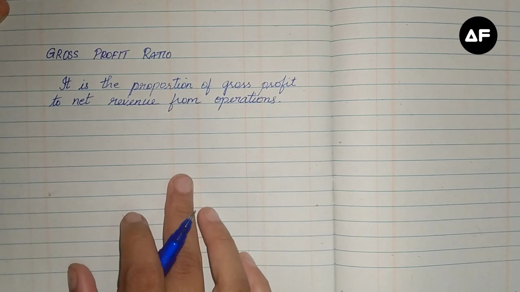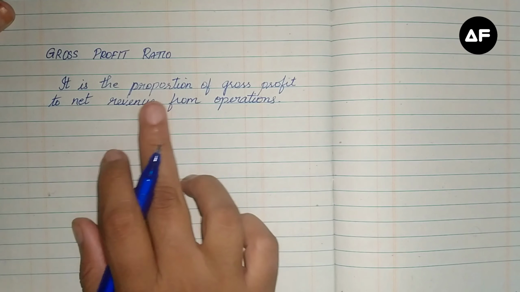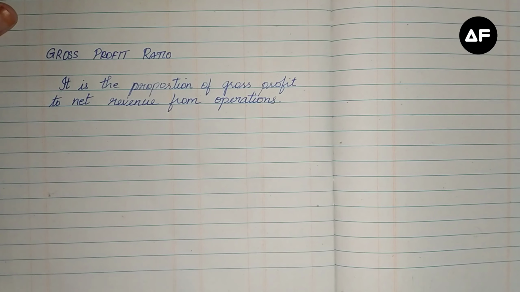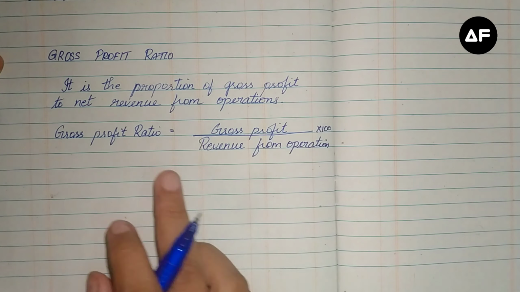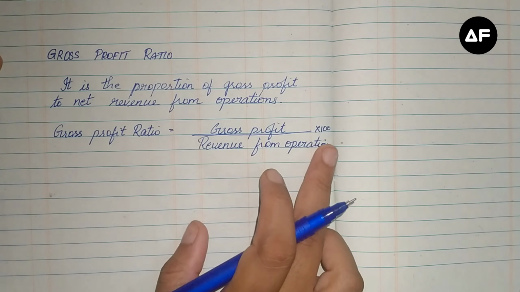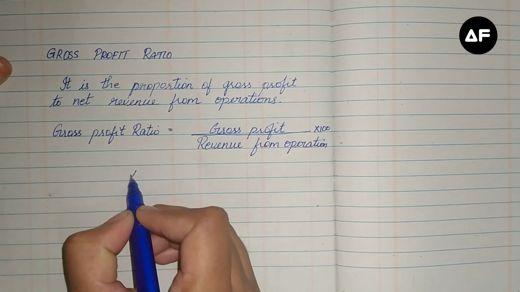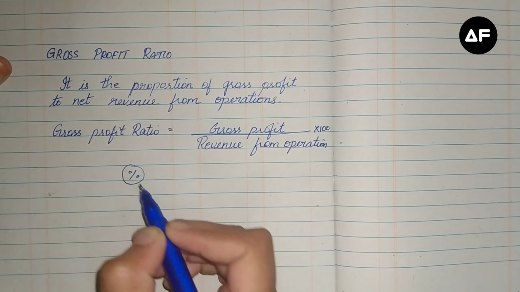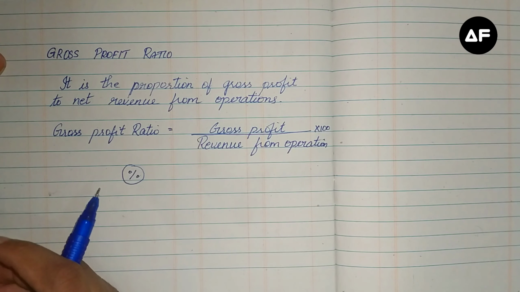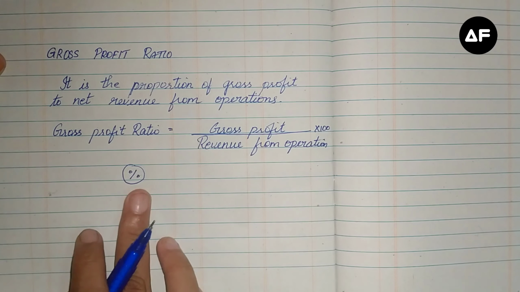So a gross profit ratio is the proportion between the gross profit earned by the business to its sales, that is revenue from operations. So the formula for gross profit ratio is gross profit divided by revenue from operations into 100. So when there's a 100, all of these ratios are going to be shown in percentage. We had various ways of showing the other ratios, that is in times or proportions, but a profitability ratio will be shown in percentage.